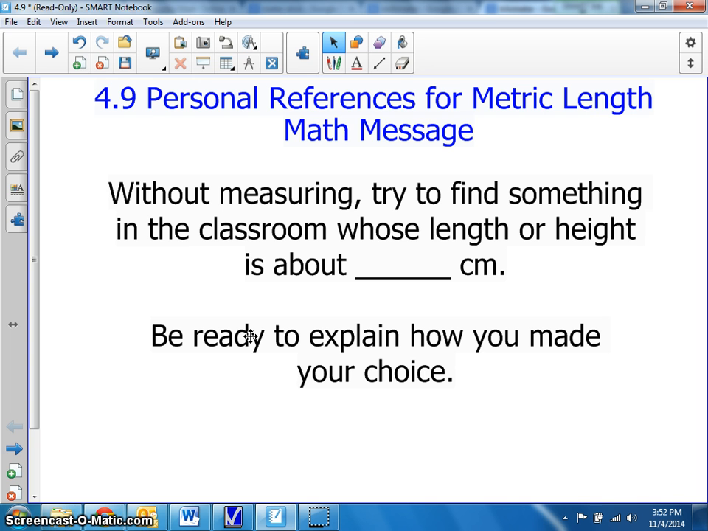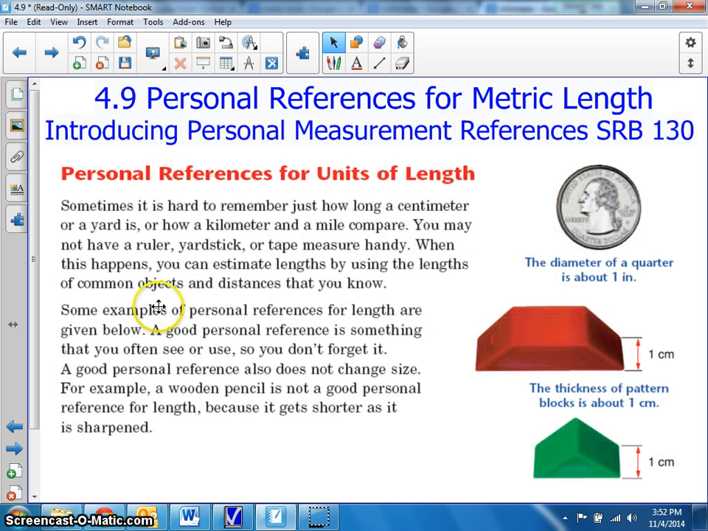So, for example, without measuring, try to find something around your classroom or specifically your house right now whose length or height is about, let's say, 5 centimeters tall. Remember, a centimeter is about the width of your fingernail, so about 5 of those tall. Not going to be very tall. Write that down and explain why.